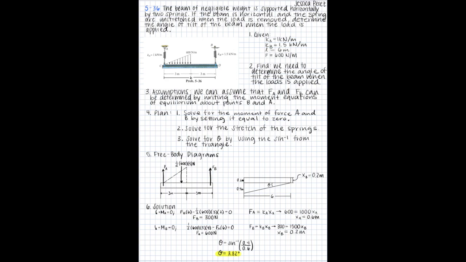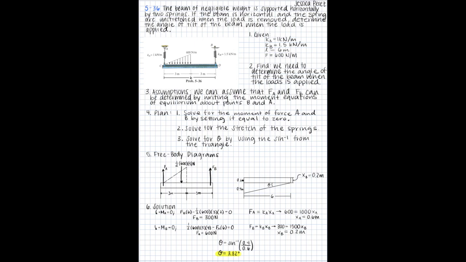So what we have to do is start with our givens, and that's step 1. So we see that Ka equals 1 kilonewton per meter, Kb equals 1.5 kilonewtons per meter, the total length of the beam is 6 meters, and the force applied is 600 newtons per meter. Step 2 would be to determine what we need to find, and that would be the angle of the tilt of the beam when the loads are applied.